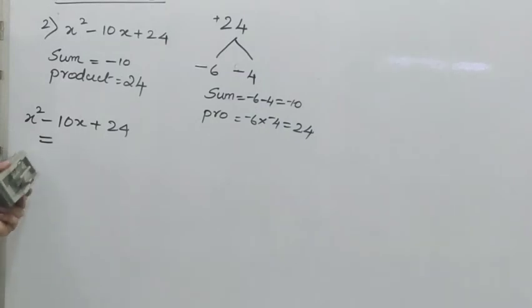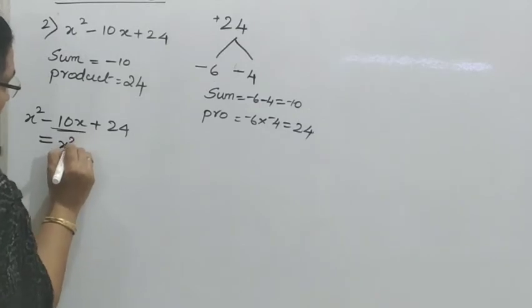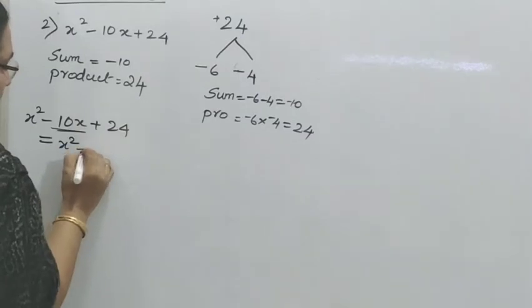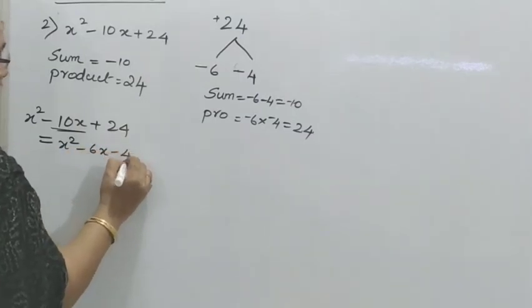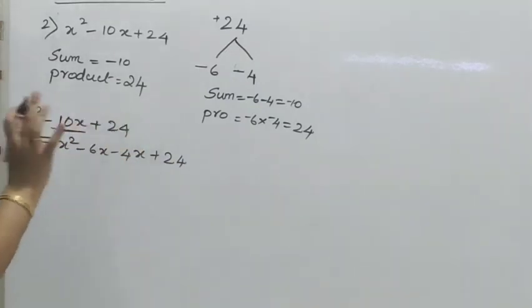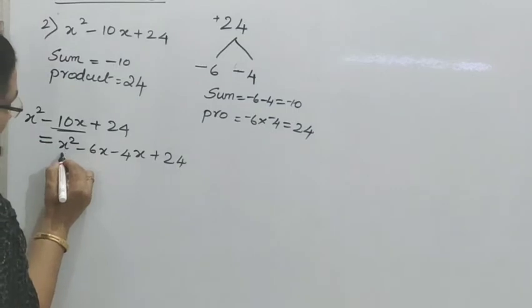What is the question? x square minus 10x plus 24. Now I told you that this is splitting the middle term. So x square has no change, it is the same. Minus 10x can be written as minus 6x, then minus 4x, then plus 24. The 24 and x square are from the question only. What is the only change we are having? The middle term. Now identify the pairs.